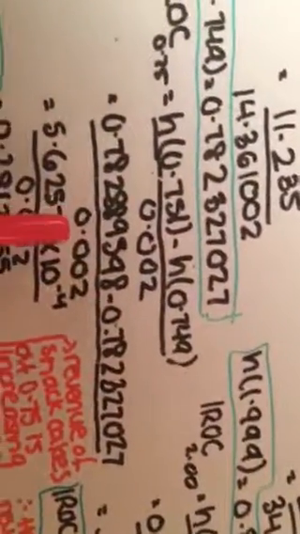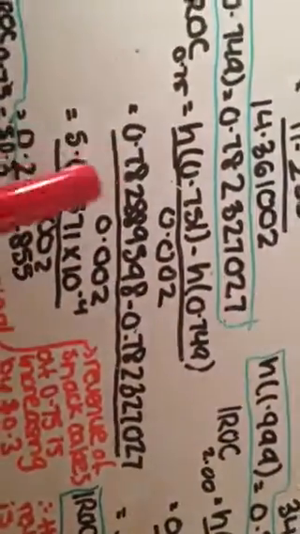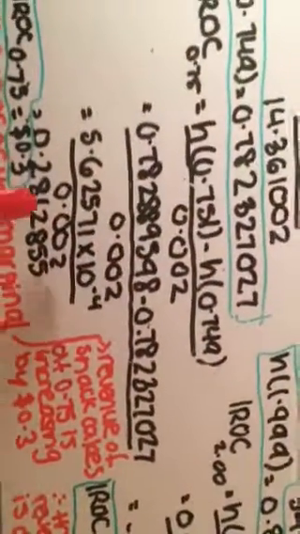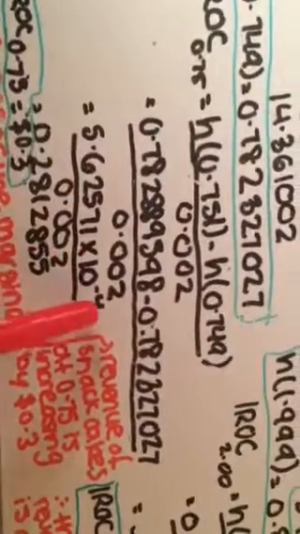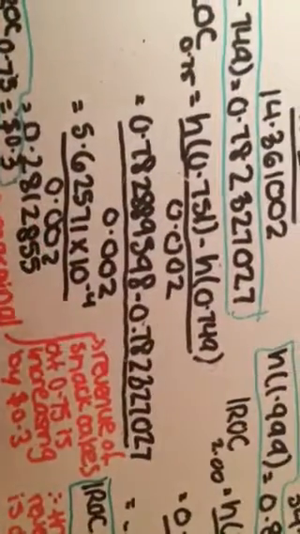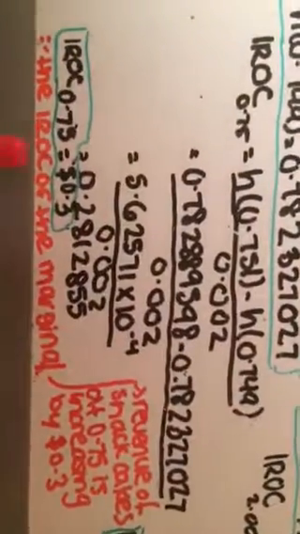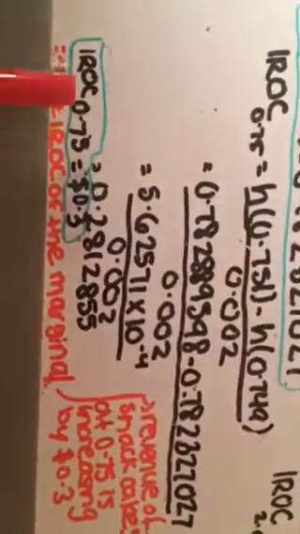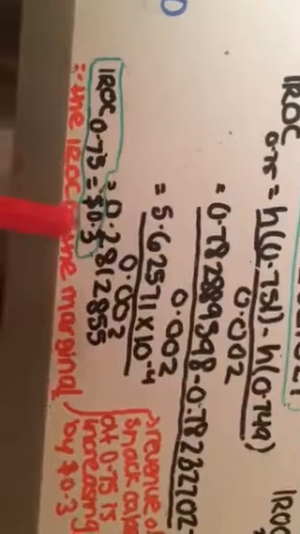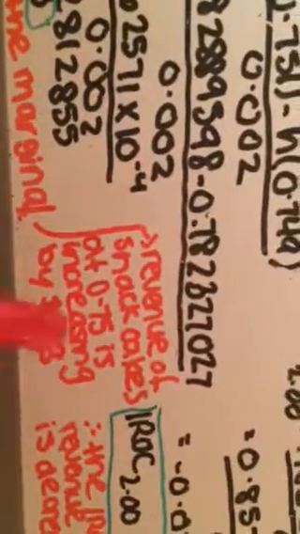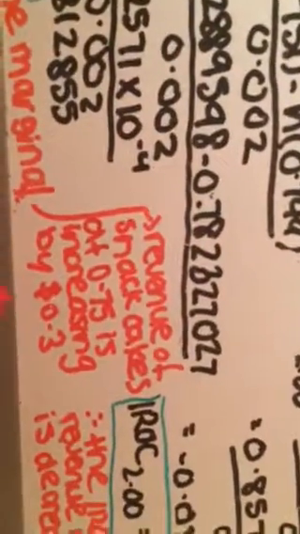We're just going to substitute it in here and here for these two values, put that all over 0.002. We're going to subtract our numerator and then put that all over 0.002. Put this right here in your calculator, and that's going to give you this number right here. Then we're just going to round to one decimal. So IROC of 0.75 equals $0.3. Therefore, the IROC of the marginal revenue of snack cakes at 0.75 is increasing by $0.3.